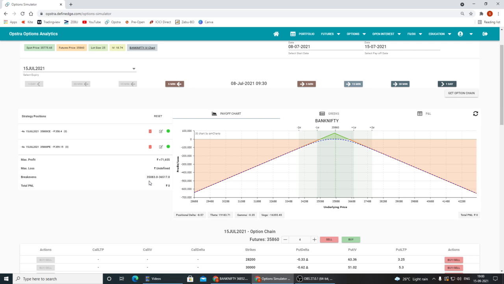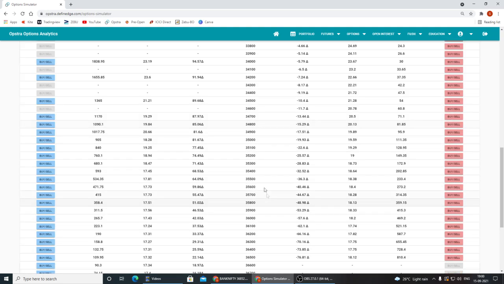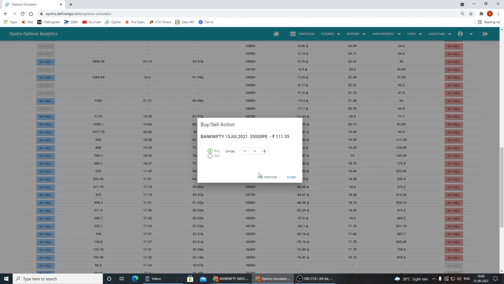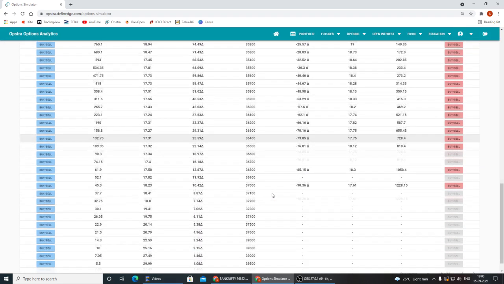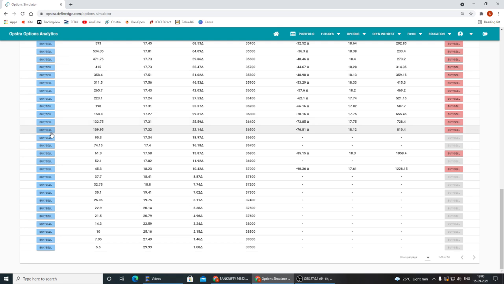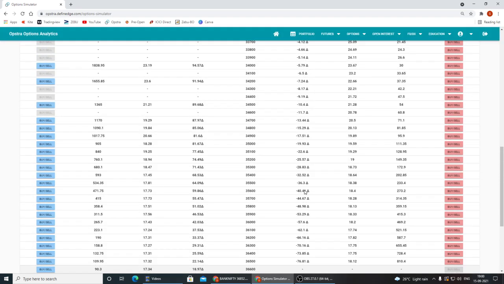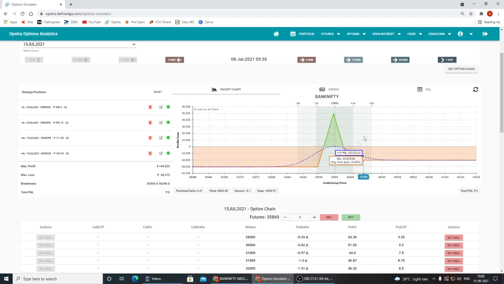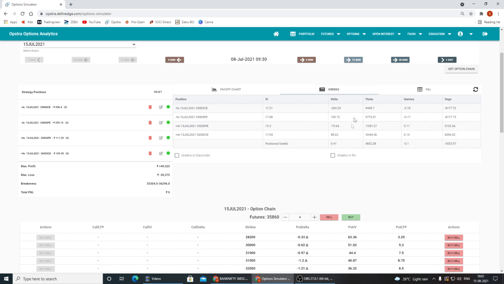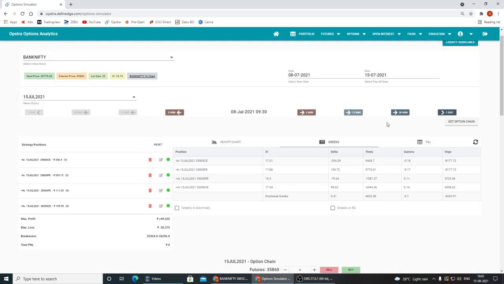So I am going to hedge with the 35,000 put and the 36,500 call. Buy the 35,000 put, 4 lots, and the 36,500 call, buy 4 lots. This is our payoff diagram. Okay, we will move forward.